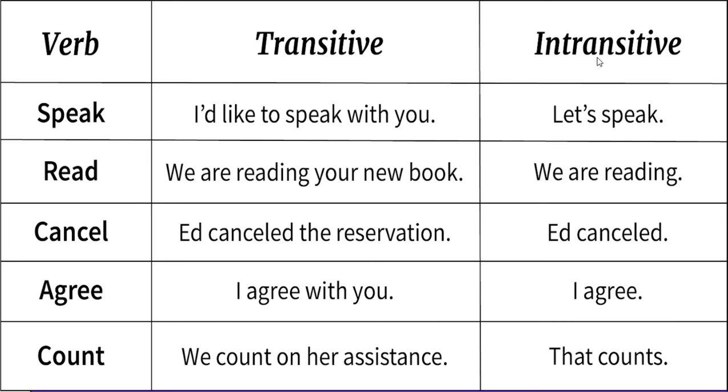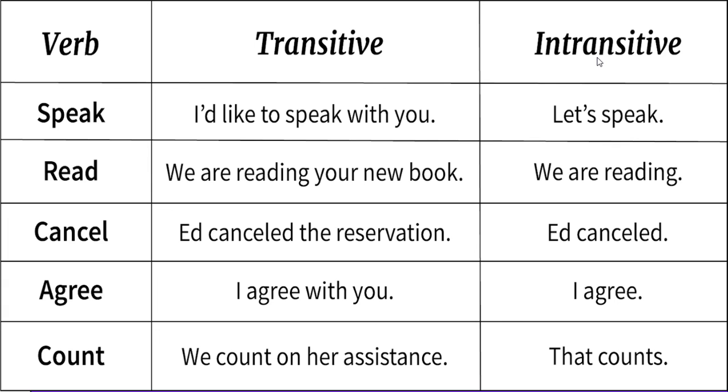Ed cancelled the reservation. In this sentence, cancelled becomes the transitive verb and reservation becomes the object. Ed cancelled. In this sentence, cancelled becomes the intransitive verb as the object is absent. I agree with you. In this sentence, agree becomes the transitive verb and with and you becomes the object. I agree. In this sentence, agree becomes the intransitive verb because of the absence of the object.